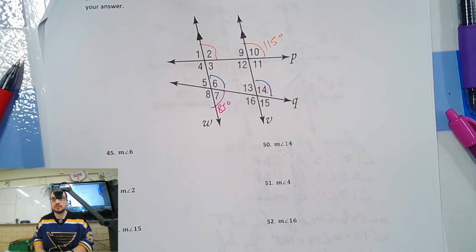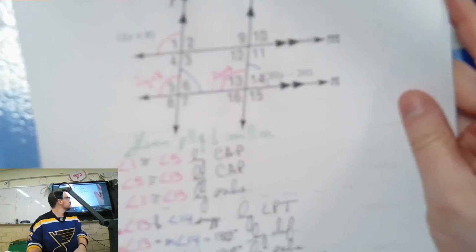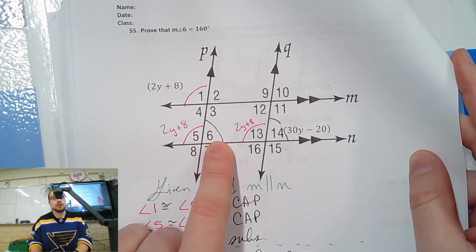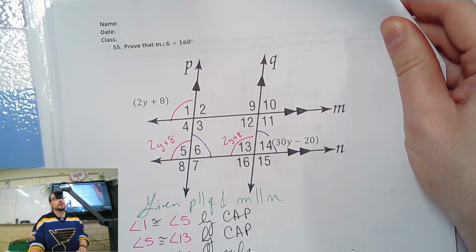How do you feel about this one? Grand. Buckle up. Prove angle 6 is 160. Don't take a picture to the end. Just watch. You're going to need to see the whole thing, okay?